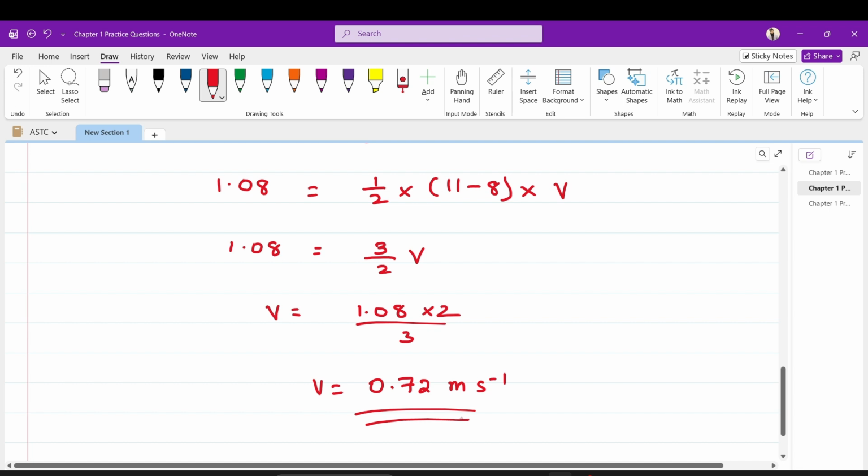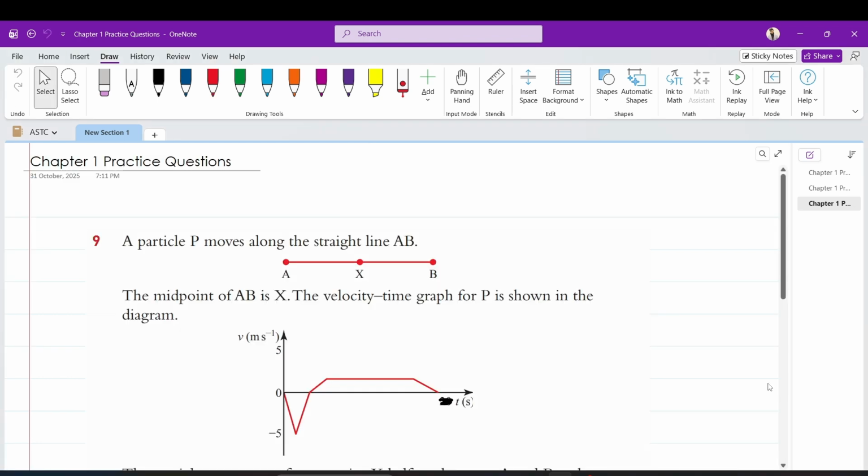All right, so that was our question number 2. Let's move to question number 3 now. A particle P moves along the straight line AB. The midpoint of AB is X. So X is at the center of AB.